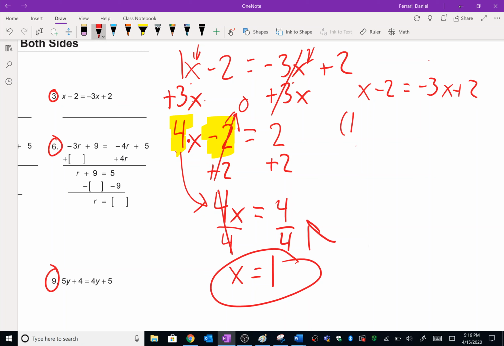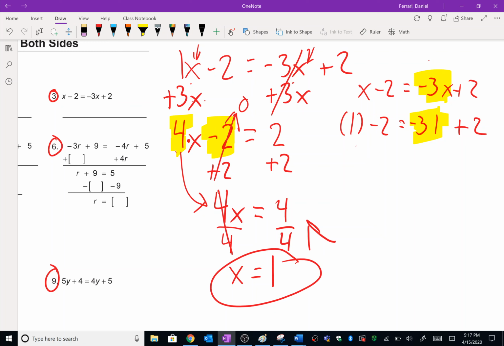So I'm going to put 1 minus 2 equals negative 3 times 1 plus 2. Okay, and remember, when you substitute a number for a variable, you're always going to want to use parentheses, okay? And we can see exactly why right here, okay? Right here with this negative 3 times x part, okay? Because remember, this is multiplication. So in order to make it look like multiplication, well, if I don't put those parentheses there, it looks like 31, okay?